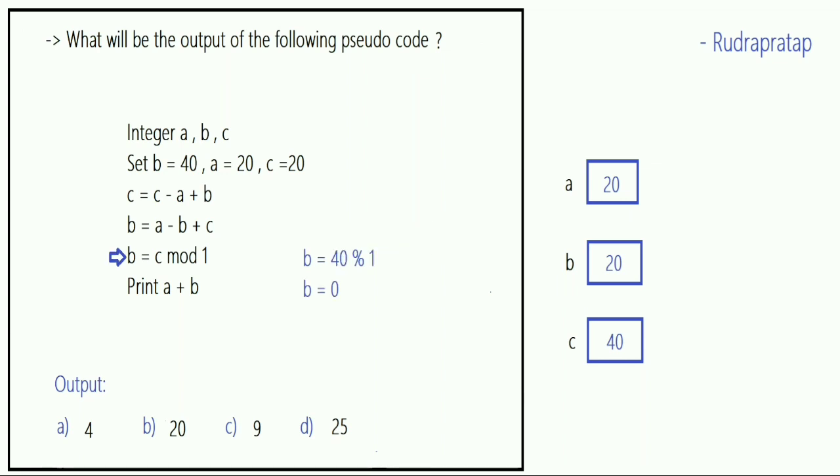After that we have the statement b equal to c mod 1, so b equal to 40 modulo 1. The modulo operator returns the remainder, and 0 is assigned to the variable b. After that the value of a is 20 and the value of b is 0. Print a plus b, 20 plus 0, it will return 20, and we got our final answer, 20.